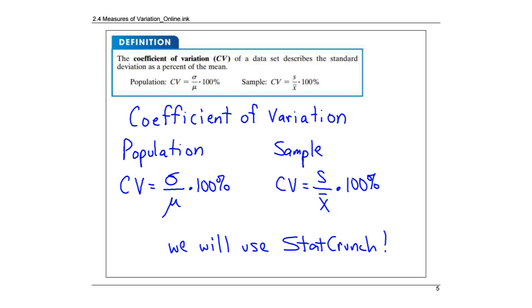And so what's going to happen is if it's the population, we're going to take the sigma, the population standard deviation, divided by the mean. So you're looking at the percent, basically, of the standard deviation to the mean. And then here, for sample, same idea, it just would be S and X bar.